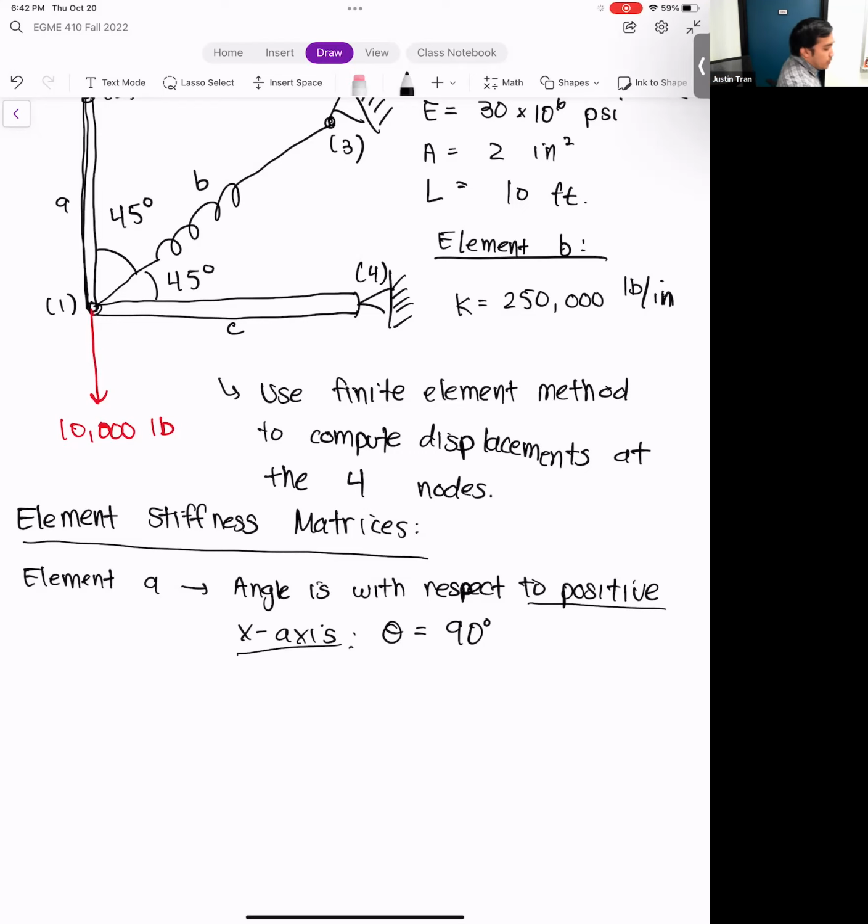And that point, that the angle has to be with respect to the positive x-axis, is going to be really important later on. This example is not going to be as important, but that's going to be crucial later.